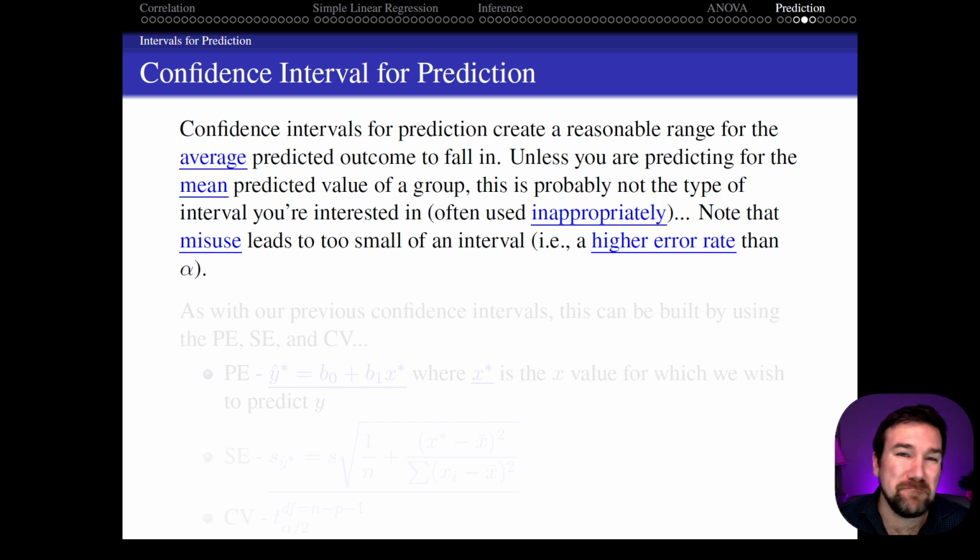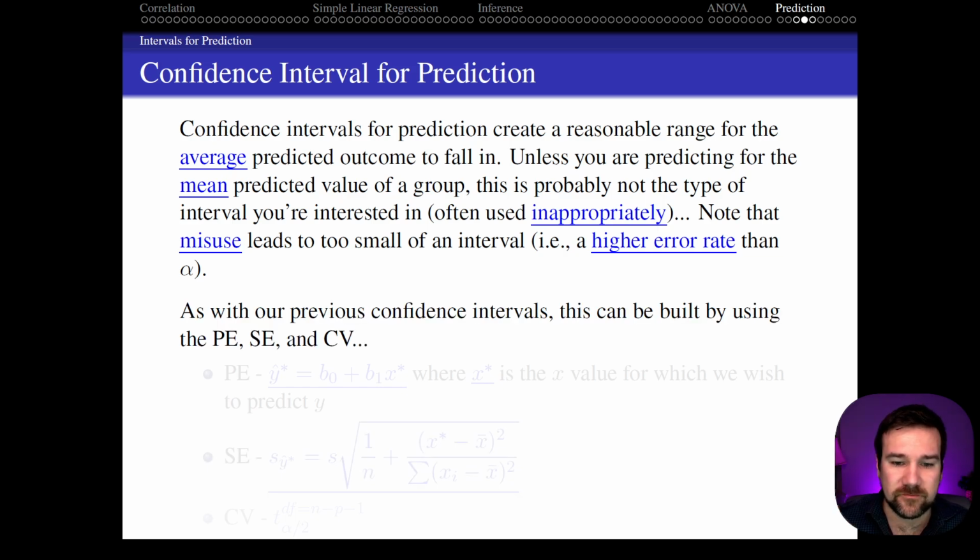I will say the misuse of this, which is extraordinarily common, leads to too small of an interval, or too liberal of an interval. Think about it: I am saying with 95% confidence the profit's going to be between here and here, and that's only 50% correct. That's the type of problem you run into when you use the wrong one.